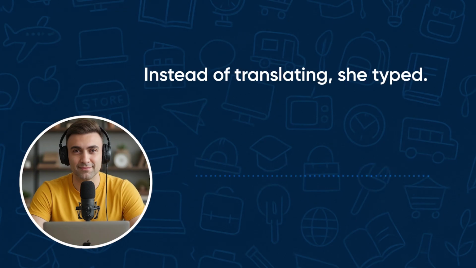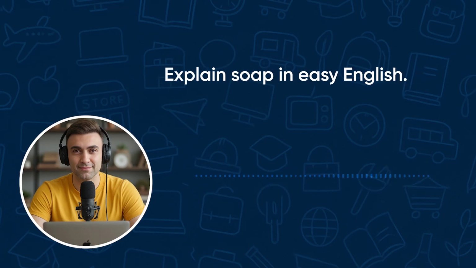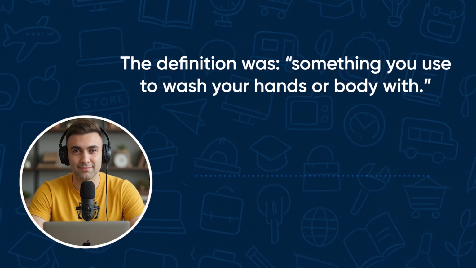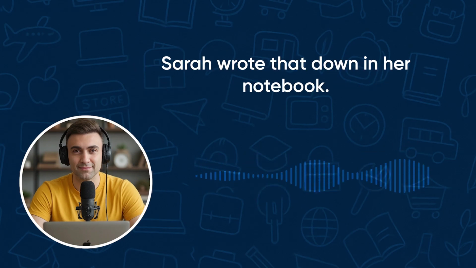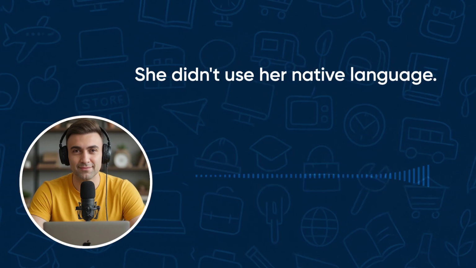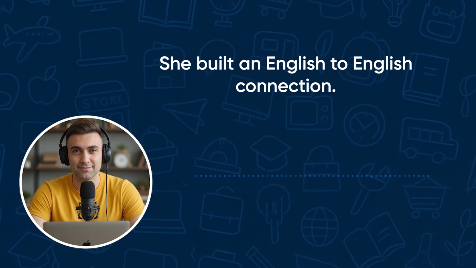Instead of translating, she typed, "Explain soap in easy English." The definition was, "Something you use to wash your hands or body with." Sara wrote that down in her notebook. She didn't use her native language. She built an English-to-English connection.